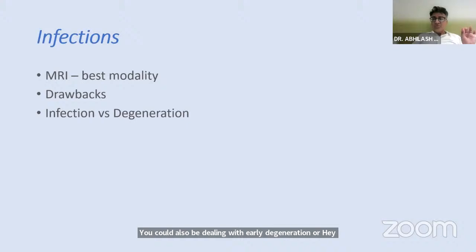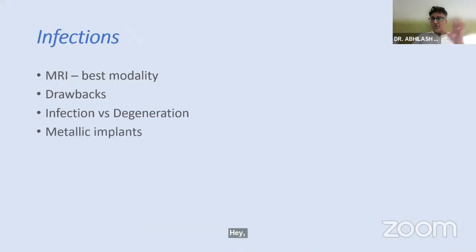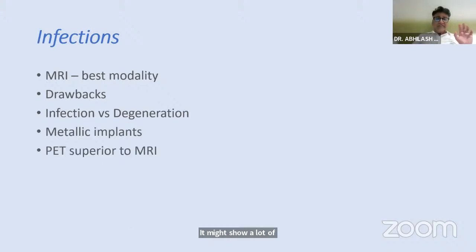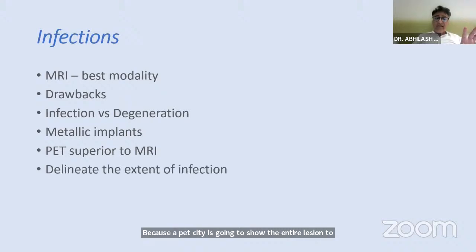might not be the best modality when you have metallic implants in place. It might show a lot of attenuation. In such cases, a PET-CT is going to be superior to an MRI. Why? Because a PET-CT is going to show the entire lesion to be metabolically active. It is going to light up. As a consequence, it can help us delineate the extent of infection.